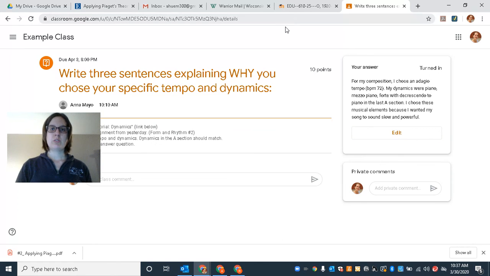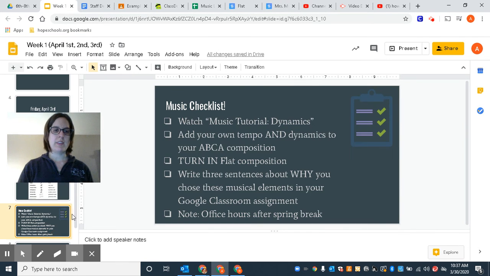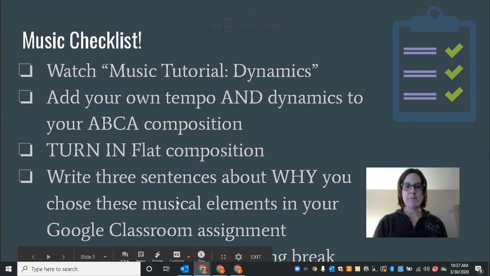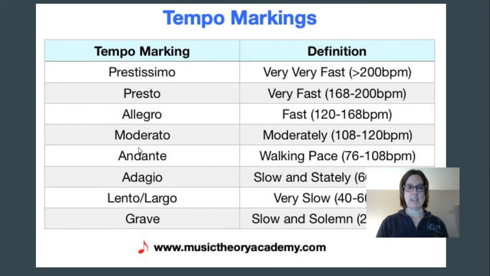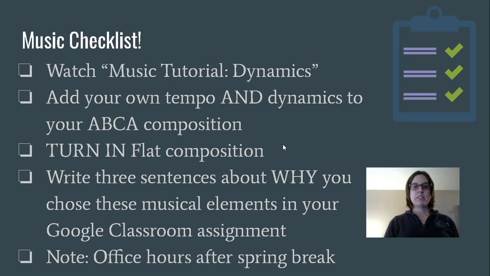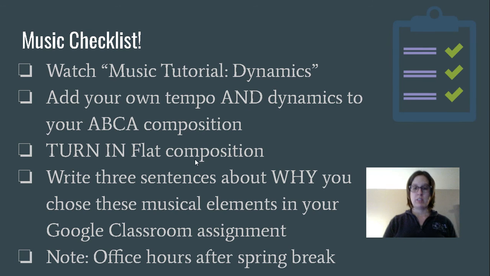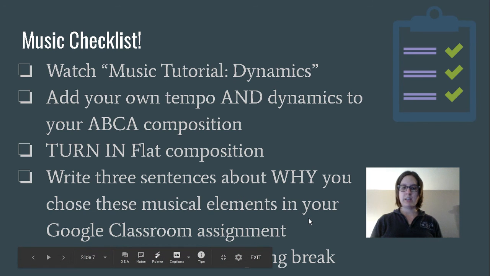So now let's go to our checklist for today to make sure that we completed everything. Again, this PowerPoint is going to be linked to your assignment. If you need to go back and look at this slide, it'll be linked. The first thing I needed to do was watch my music tutorial on dynamics. I didn't do this in the video, but it'll be linked to your assignment. Then we had to add our own dynamics to our ABCA composition, tempo and dynamics. We did that. Then we turned it in, and then we had to write our 3 sentences in Google Classroom about why we chose our tempo and dynamics.